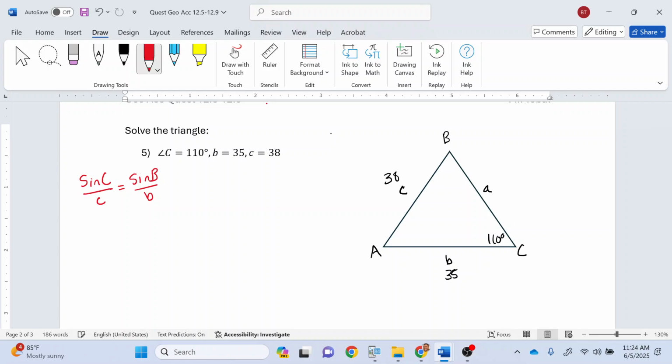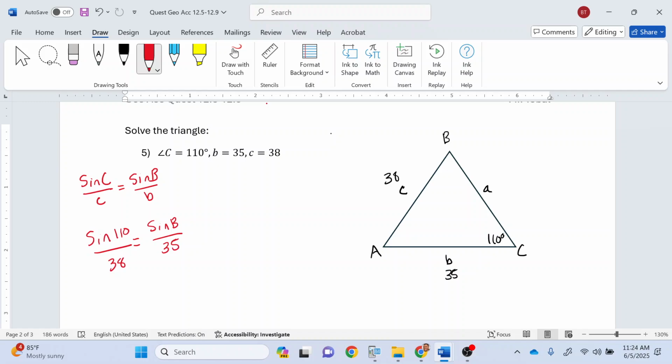It does not matter if you put the sine on top or bottom as long as you're consistent. So if you put the sine on the bottom on the left side, it should be sine on the bottom on the right side. So sine of 110 over little c, which is 38, equals sine of capital B, which I don't know what that is, over lowercase b, which is 35.